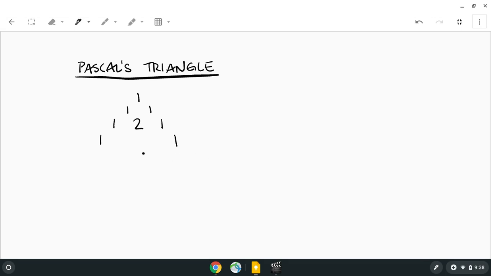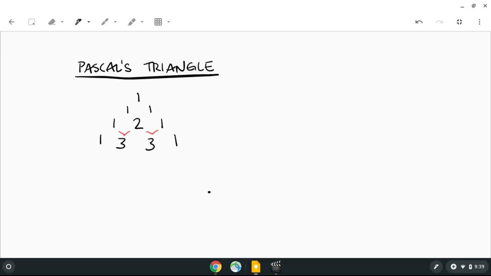So this is going to have 4 numbers, so we need 2 more in the middle here. And again, it's going to be the sum of the 2 numbers, so right here and right here. Okay, so when we add those, I get 3 and 3.